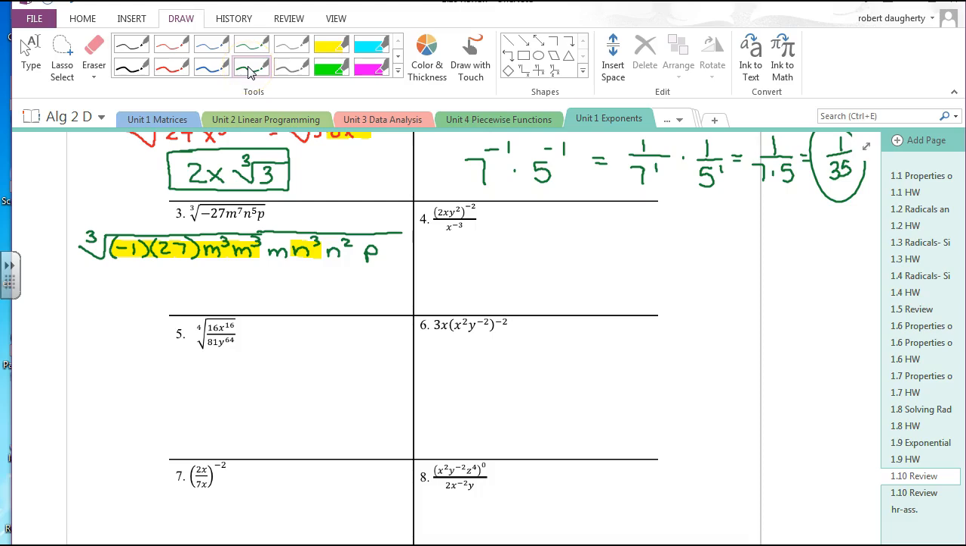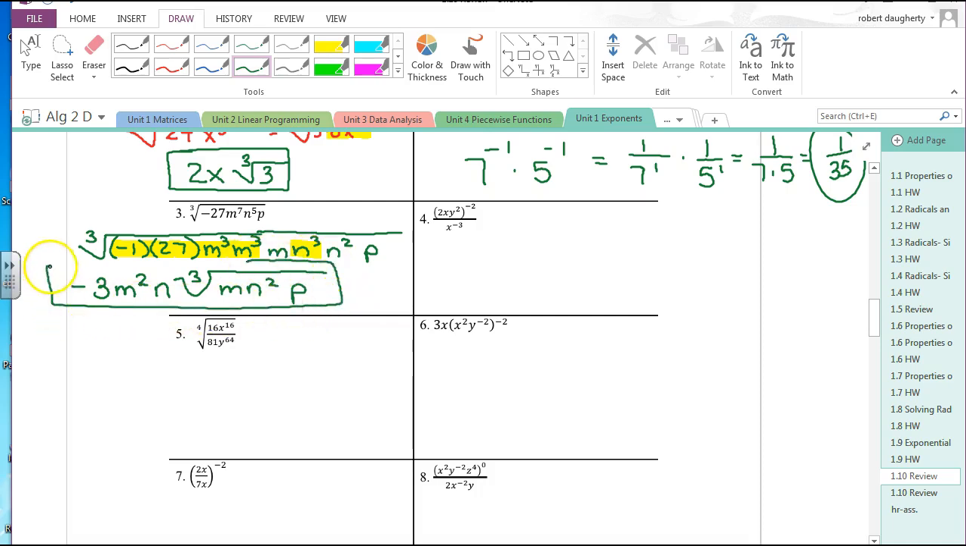So the cube root of negative 1 is negative 1. Cube root of 27 is 3. The cube root of m cubed is m, and I have 2 of those. The cube root of n cubed is n, and then I'm left with the cube root of m n squared p. And that is my answer. Negative 3 m squared n and the cube root of m n squared p.